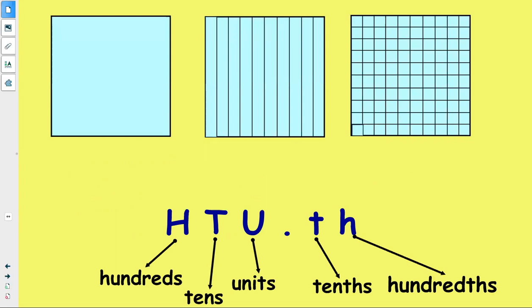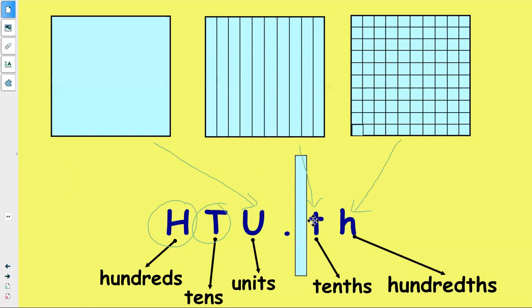So if we look at place value, the value of where a digit is in a number. You know this is hundreds, you know this is tens. This box here is representing your units. This box here is representing your tenths. And this box here is representing your hundredths. So when I talk about tenths, I really mean that one of these represents a tenth. When I talk about hundredths, I mean one of these represents hundredths.